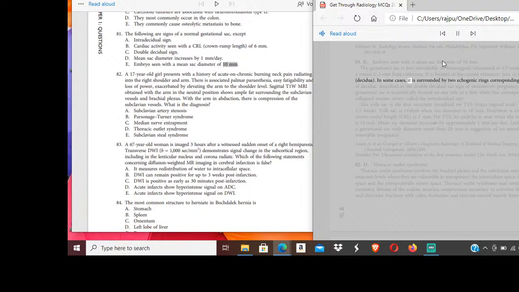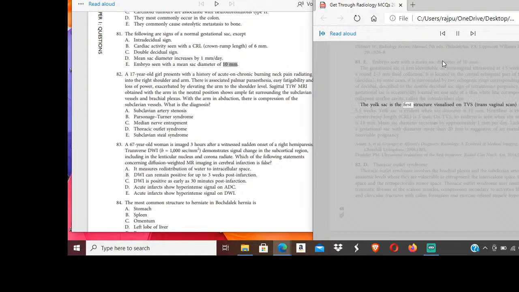In some cases, it is surrounded by two echogenic rings corresponding to the two layers of decidua, described as the double decidual sac sign of intrauterine pregnancy. Sometimes the gestational sac is eccentrically located on one side of a thin white line corresponding to the collapsed uterine cavity, called the intradecidual sign.